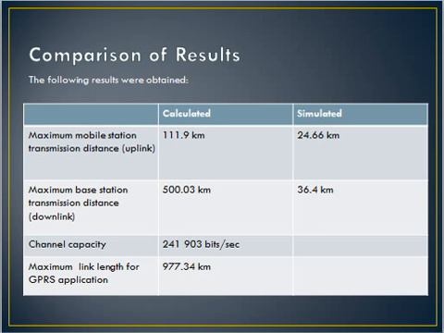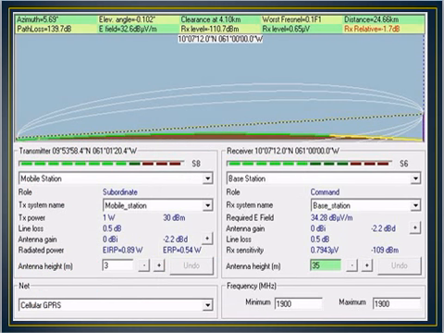However, the application of emergency marine communication only requires a capacity of approximately 1 kilobit per second. Therefore, based on Shannon's theorem, a lower transmitter power could possibly be used as long as the communication link is maintained greater than 111.9 kilometers. This screenshot shows the maximum mobile station transmission distance as determined by Radio Mobile.